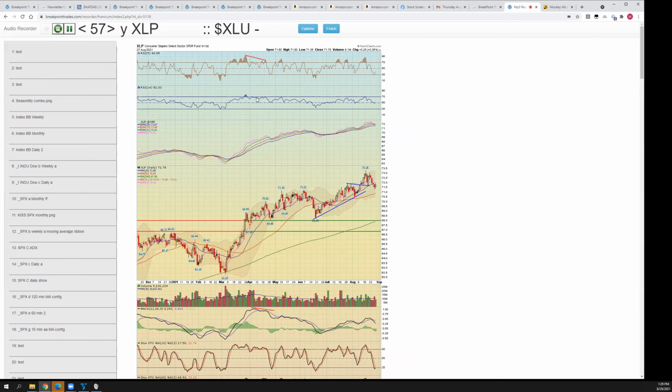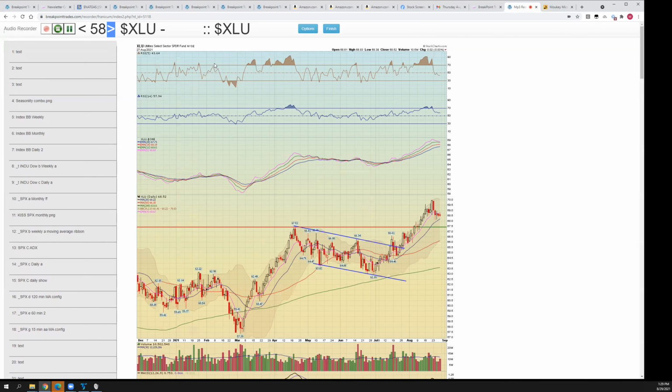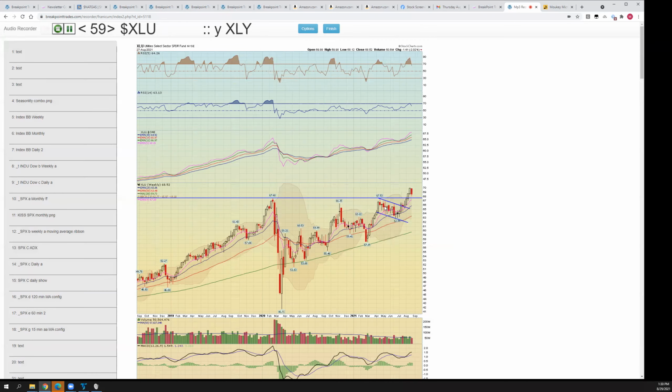Next, chart 57, XLP. Pullback there, not really anything, but it's okay. Next, chart 58, XLU utilities, nice pullback here the last few weeks. Again, this is your long-term resistance, which was taken out a while back. Actually, this is the daily, I'm sorry. That's your support now.